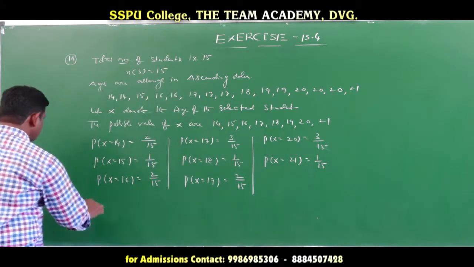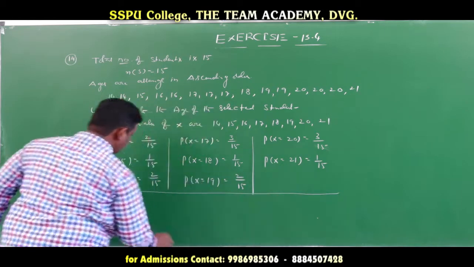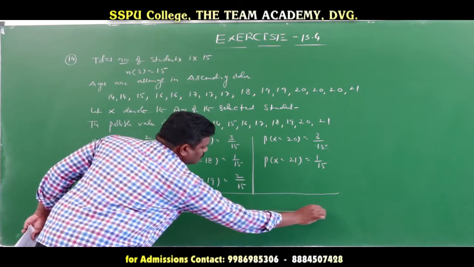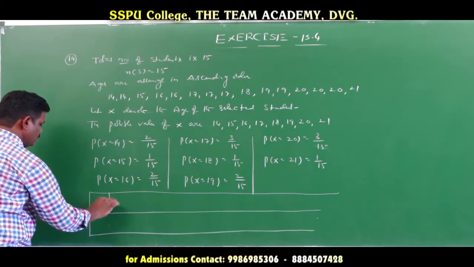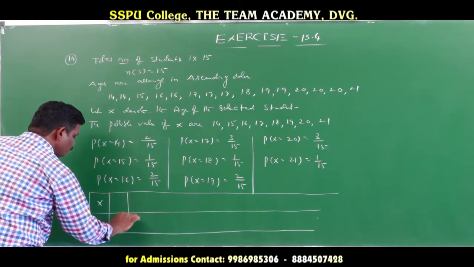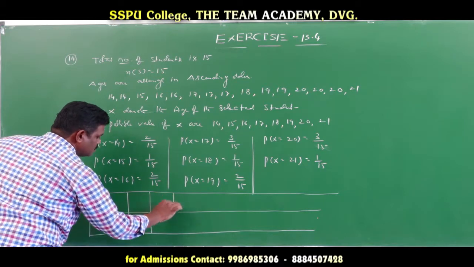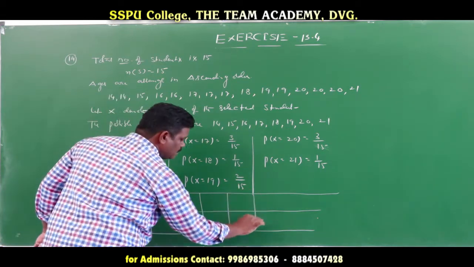So what have we done here? We construct the probability distribution table. This is the X value and probability of X: 14, 15, 16, 17, 18, 19, 20, 21.